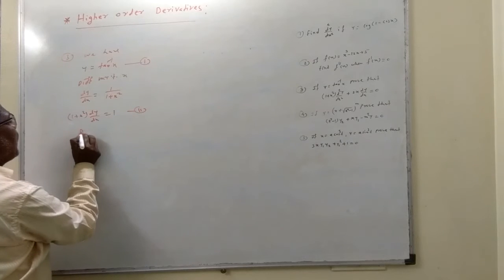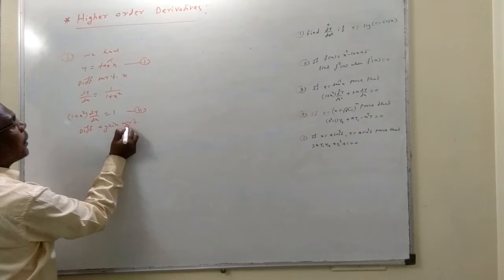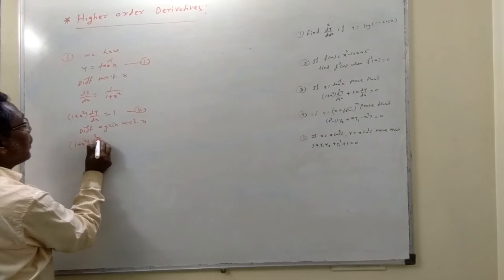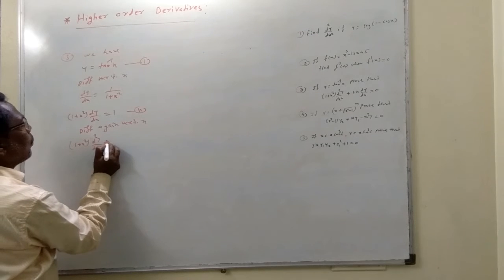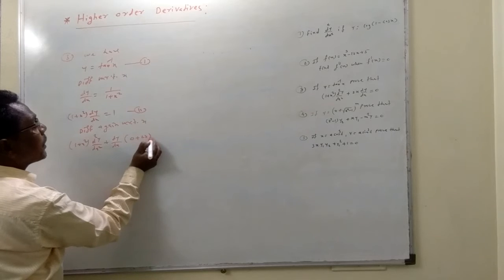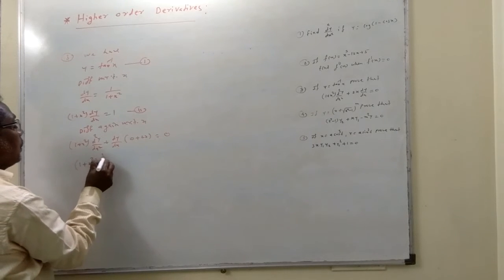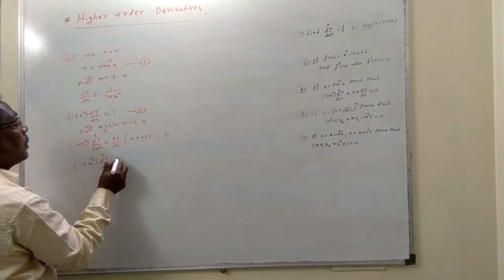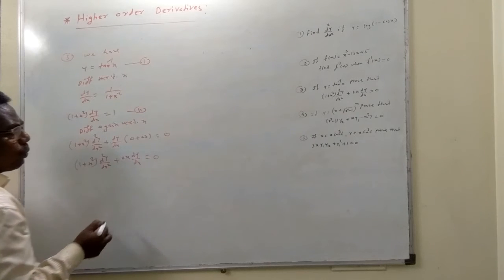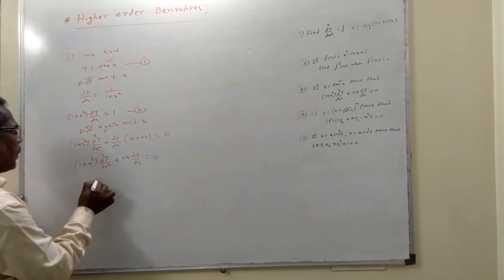Now differentiate again with respect to x. So 1 plus x square, you will use the product formula: derivative d2y by dx square plus dy by dx times the derivative of 1 plus x square. The derivative of 1 is 0, x square is 2x, and the constant is 0. So 1 plus x square d2y by dx square plus 2x dy by dx equal to 0. That is the result, hence proved.